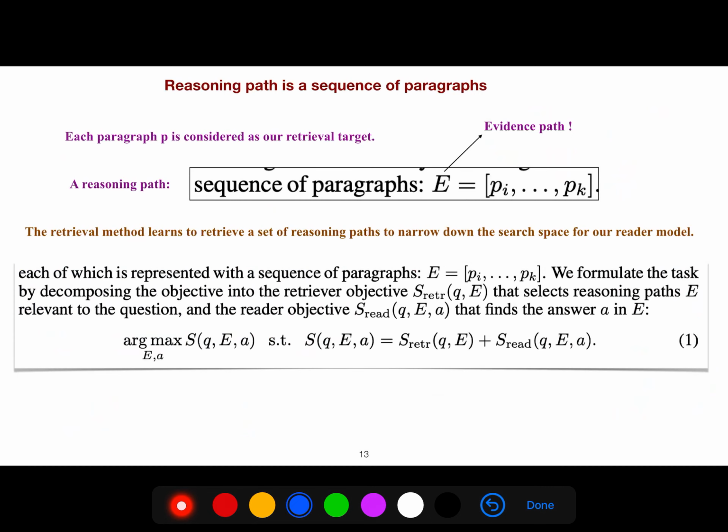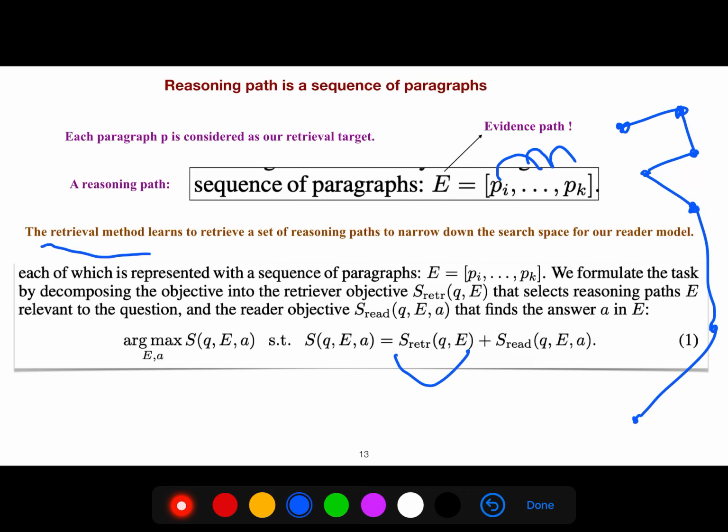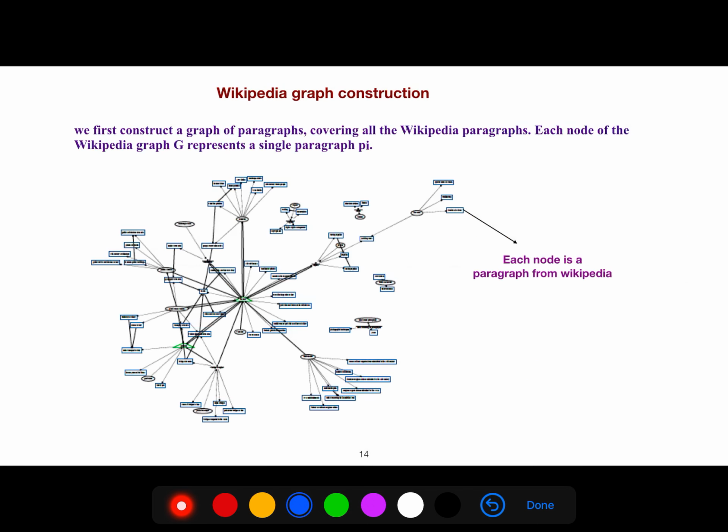And so we have the negative examples, and we use the negative examples to train. And the reasoning path is a sequence of paragraphs. So when I say evidence, this is the path. For example, from paragraph 1, you go to paragraph 2 to paragraph 3. So you go to different paragraphs of Wikipedia. And so the retrieval method learns to retrieve a set of reasoning paths in order to narrow down the search space. So it is the sum of retrieval and reader. We want to maximize both of them. So for any question and any E, which is this path, we want to say which answer maximizes that, or which set of answer and path maximizes this objective.